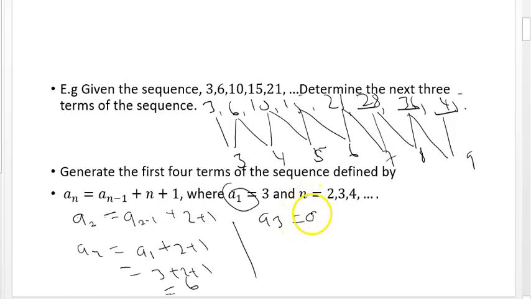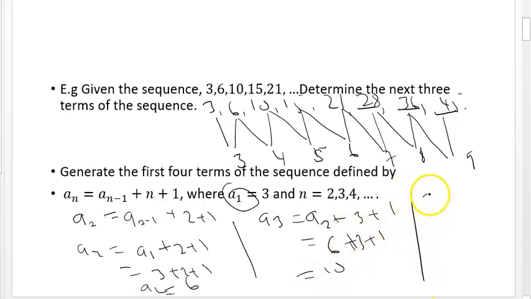We have a3 is equal to a3 minus 1, so 3 minus 1 is 2, so a2, plus 3 plus 1. And a2 is 6. We have a2 with 6 here. So be careful. 6 plus 3 plus 1, that is 10. To find a4, the same formula.